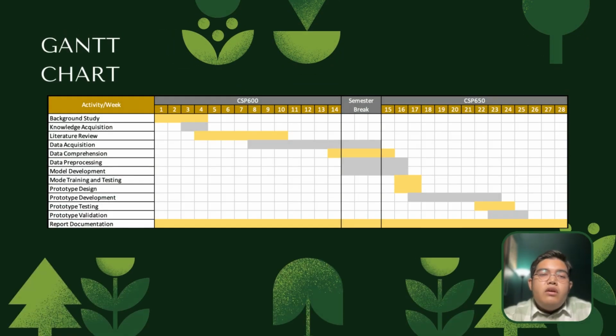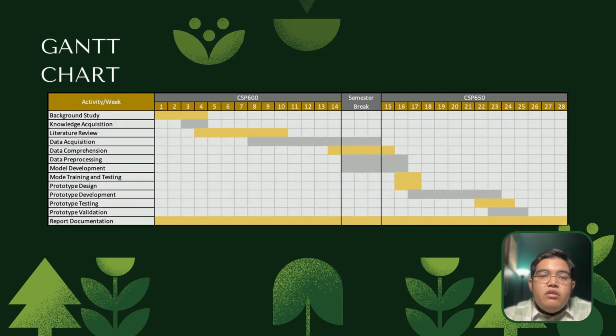Moving on to the Gantt chart. This is the Gantt chart that shows the whole timeline of the progress for this project. By this time, there should be the completion of the first phase, which is the background study, the knowledge acquisition, the literature review, and it should be ongoing for the phase of data acquisition.